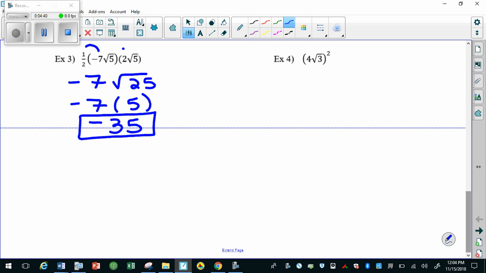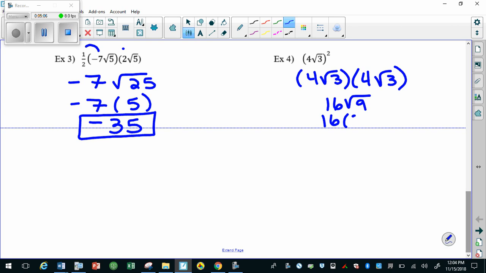And then one twist on that that you've actually already seen, because we've done the Pythagorean theorem, a squared plus b squared equals c squared, but it's still a multiplying problem, is 4 radical 3 quantity squared. So think about what that really means. That means 4 radical 3 times 4 radical 3. So number times number, 16. Radical 3 times radical 3 is radical 9. And radical 9 is equal to 3. So your final answer should be 48.